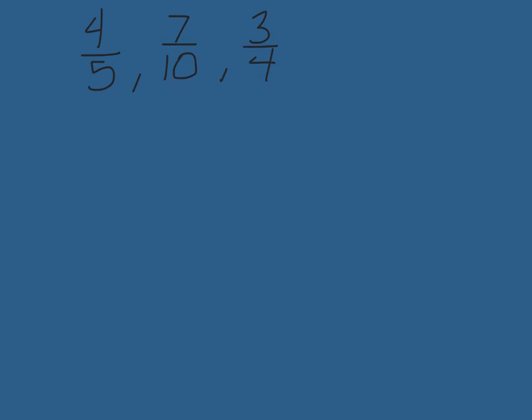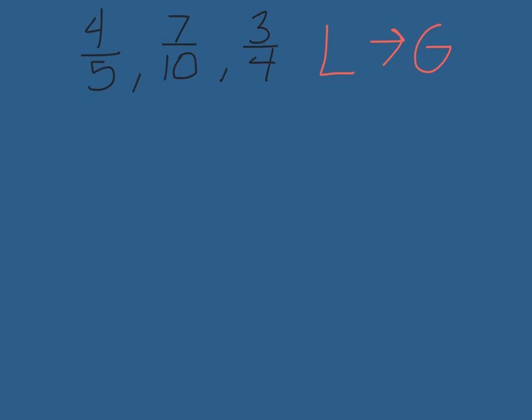Okay, I want you to try putting 4/5, 7/10, and 3/4 in order from least to the greatest. Pause the video and try it and come back and check. Okay, so I need to take a look. I don't have any whole numbers, so I'm only looking here at my denominators. They're all completely different, and both of my smaller numbers don't go evenly into my larger number, so that's not going to work.